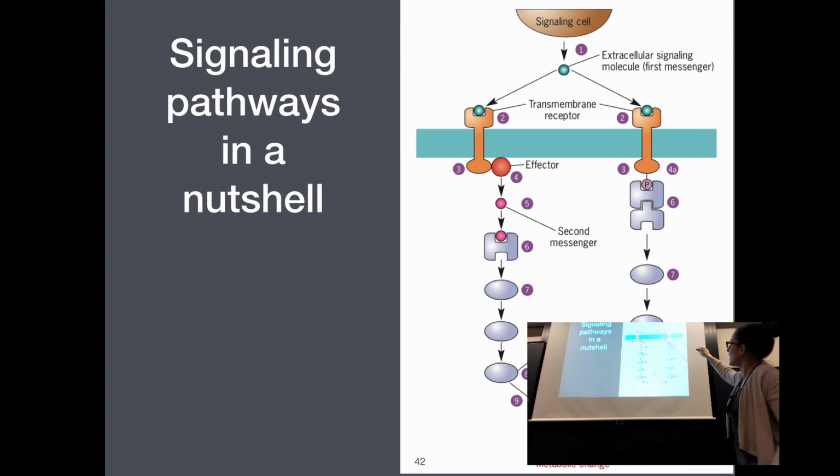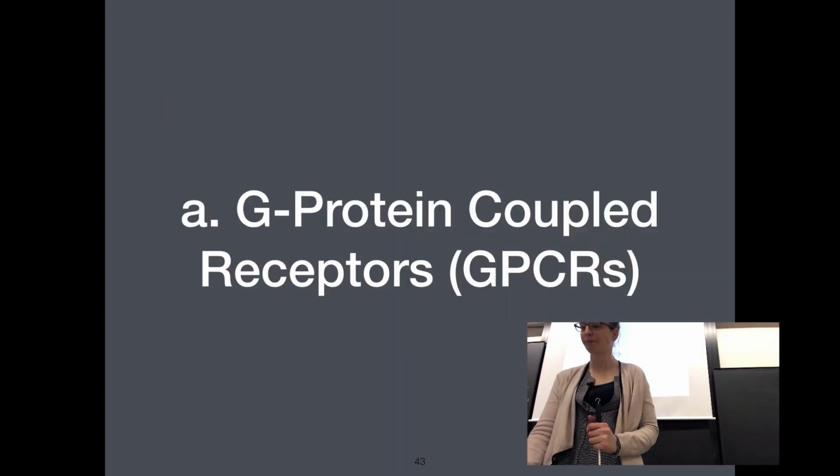And basically, as the signaling molecule, the messenger, binds to the receptor, there will be something triggered at the level of the effector protein, or it will cause a conformational change that allows another protein to bind and to then eventually lead to something biological.